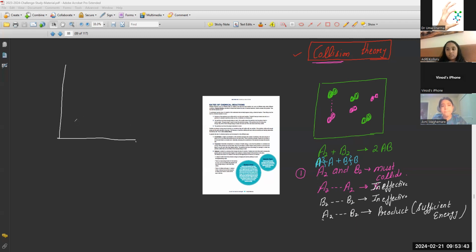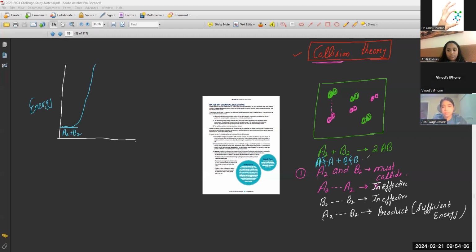How will the profile go? Here is the energy. If energy is needed, then it will go higher. What is here? The reactants, A2 plus B2. I'm placing both of them, right? So energy is needed.